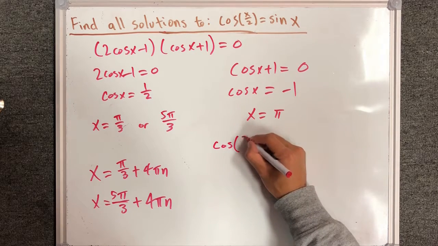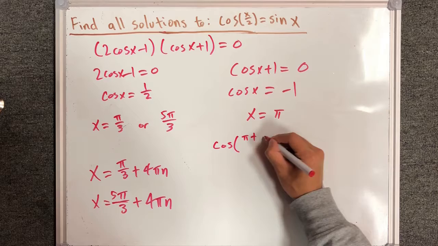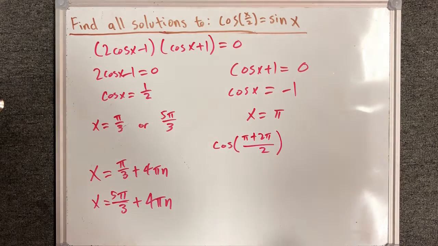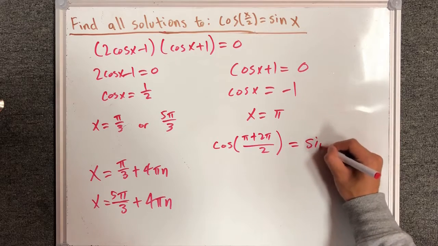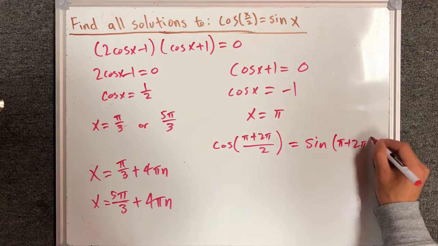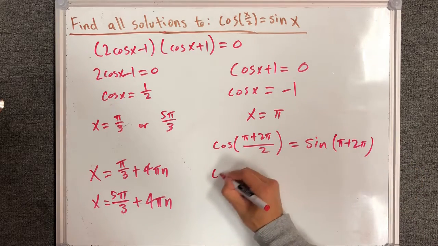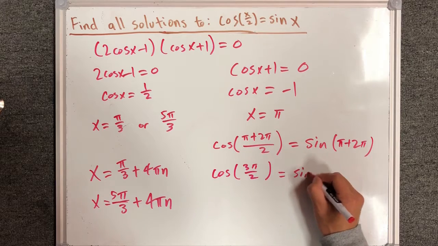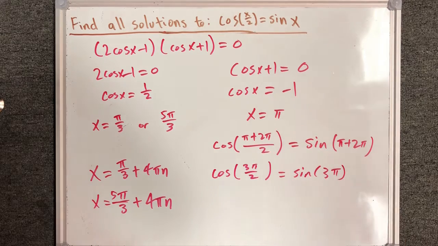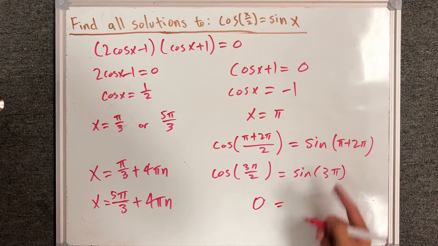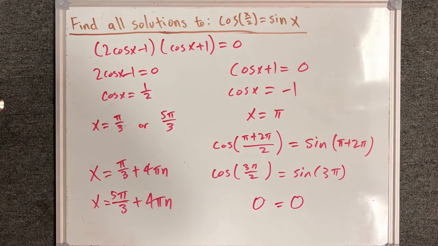Cosine of (pi plus 2 pi)/2, if I added 2 pi to x, should be equal to sine of pi plus 2 pi. Evaluating this, we get that cosine of 3 pi over 2 is equal to sine of 3 pi. This will be 0. Sine will also be 0. And we're okay with this.